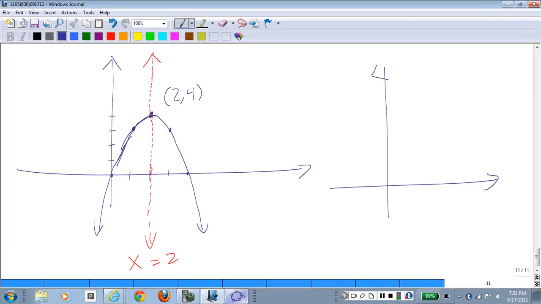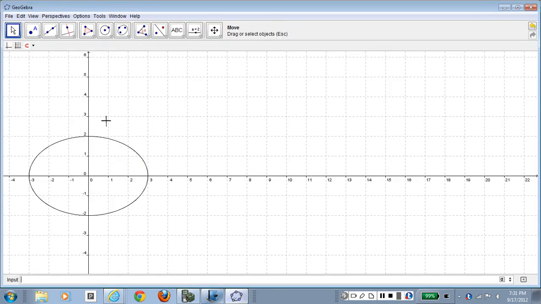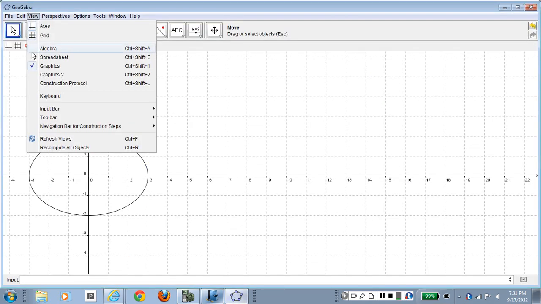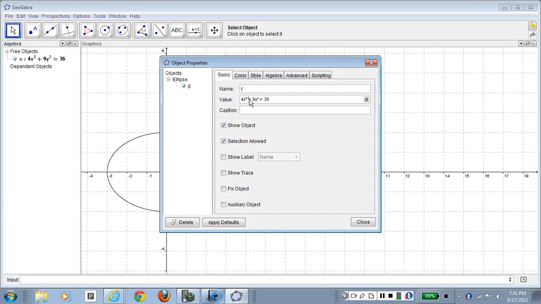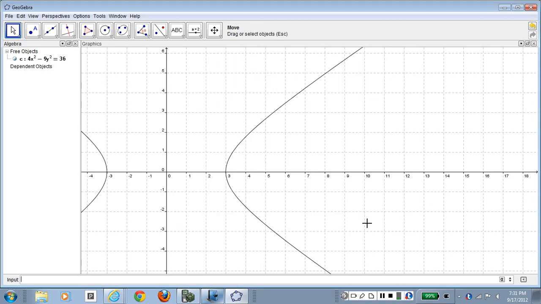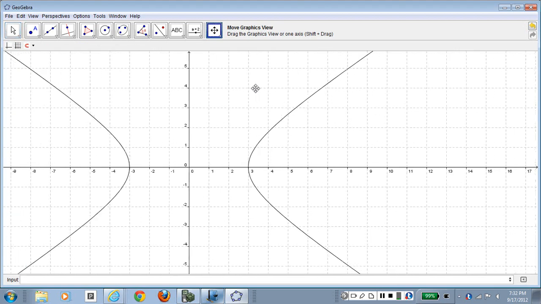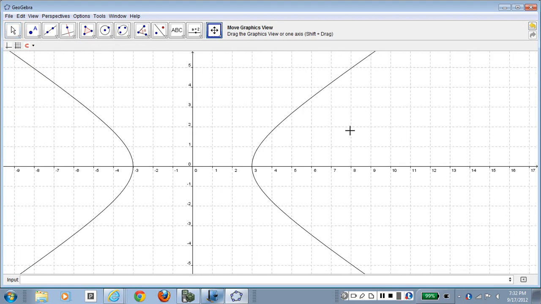I should close the algebra view. If I change that plus to a minus, this is free math here because we typically only do this in pre-calculus. What about this? Who knows what this is called? An hourglass. Kind of looks like an hourglass, huh? It's officially a hyperbola, but it has all three types of symmetry.